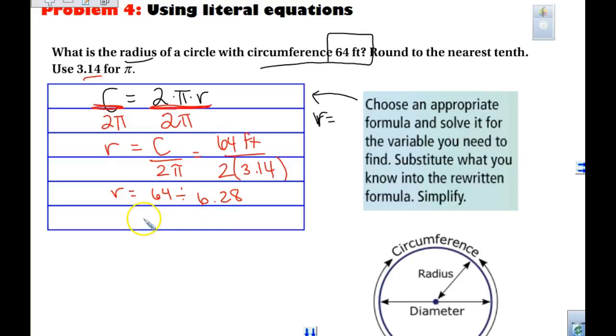What am I getting when I put that in my calculator? Please do that and raise your hand before reading out for us. 10.19. But then our answer says round to the nearest tenth, so we would say our radius would be 10.2, and we need a label with it, just like in the beginning of the year. When we're looking at our story problems, you got to tell me what we're talking about, not just r equals 10.2 feet. Okay.